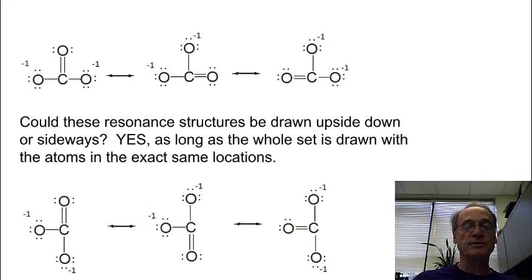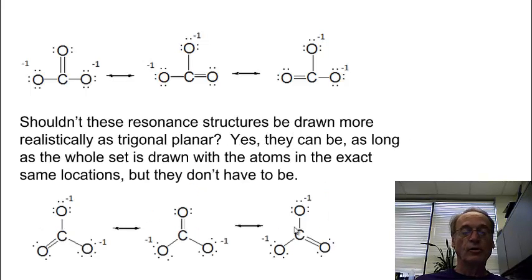Now, here's an important idea. Could these resonance structures be drawn upside down or sideways or in any other arrangement? And the answer is yes. It's perfectly possible to draw it sideways like this, or upside down like an actual T-shape, or many different ways. But it's really important to realize that once you draw one of them that way, you have to draw the rest of them that way. So this set of three resonance structures is exactly the same as this set of three resonance structures. Or for that matter, this set of three resonance structures.